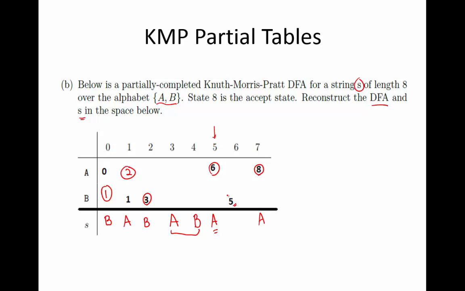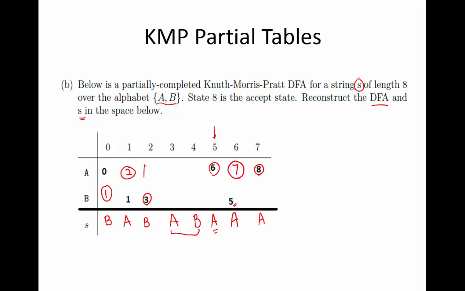Now, let's try to solve the other problems. The question is that one of these is a transition state. So therefore, this has to be 7 because this is going back to 5. One of them must transition, hence this character must be A. So now I think we figured out what the string is. It's BAB, AB, AAA. Now we should be able to fill out the rest of the table.